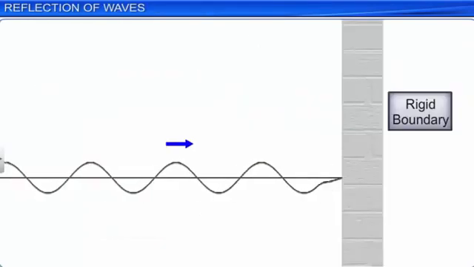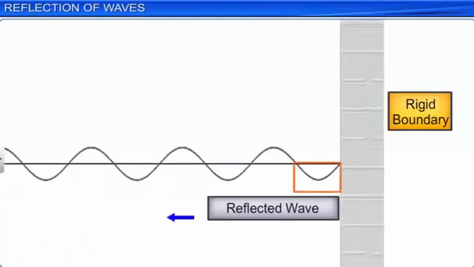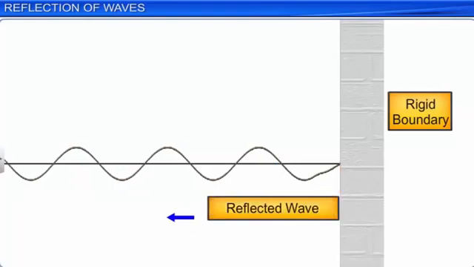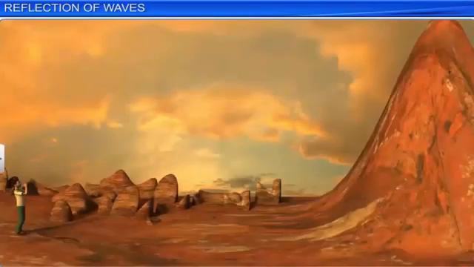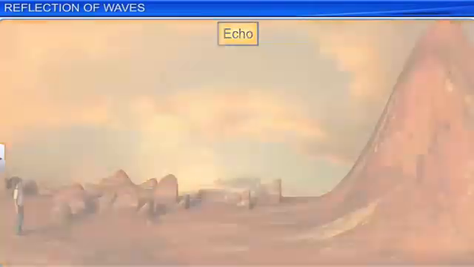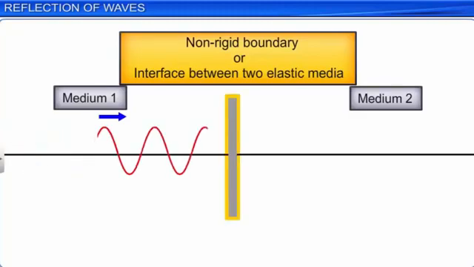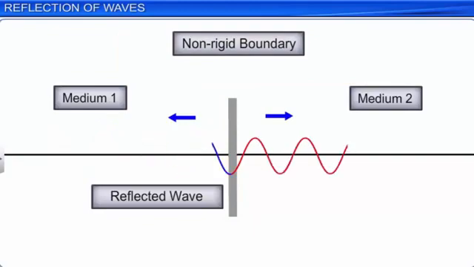When a pulse of a traveling wave strikes a rigid boundary, it gets reflected. An echo is one of the simplest examples of this phenomenon. If the boundary is not completely rigid, or if it is an interface between two different elastic media, a part of the wave is reflected, and a part is transmitted into the second medium.